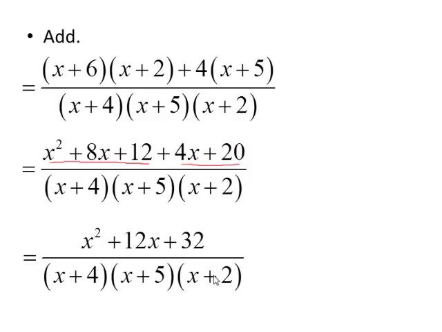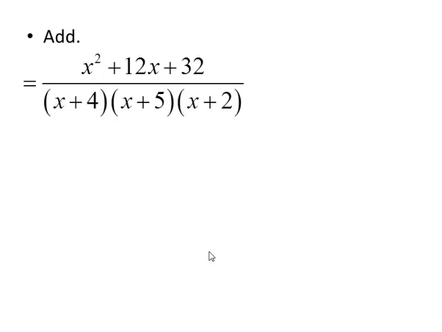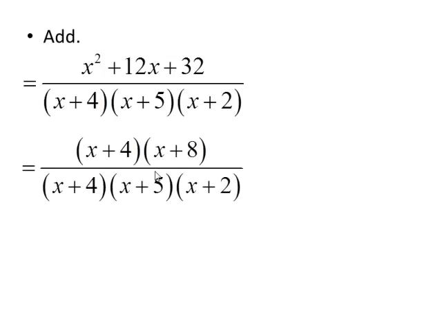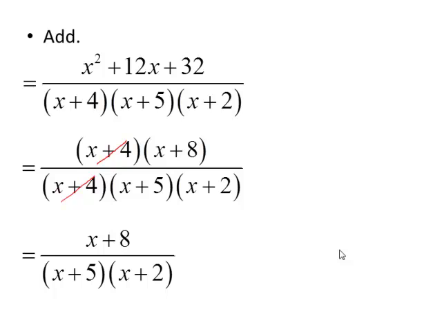Notice that in these problems the denominator is already factored. We do need to factor the numerator. This trinomial will factor to be x plus 4 and x plus 8. And we have a common factor of x plus 4, leaving us with the result x plus 8 over x plus 5 times x plus 2.